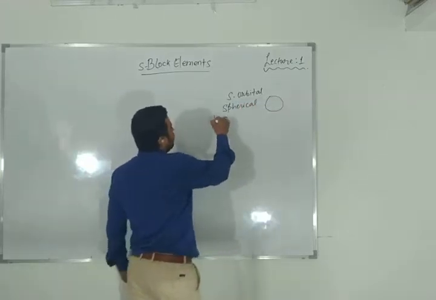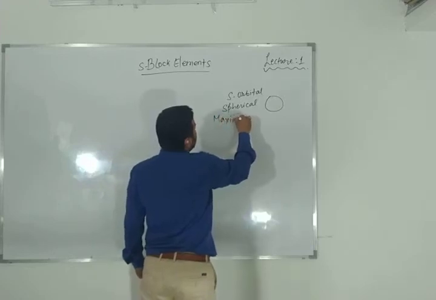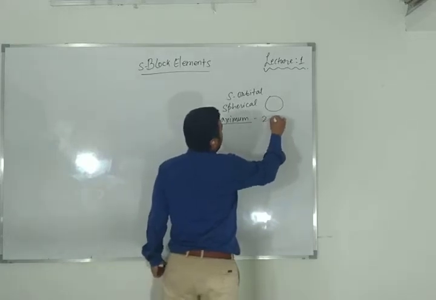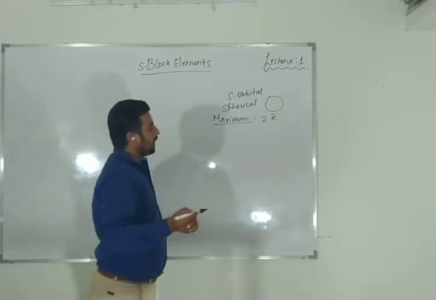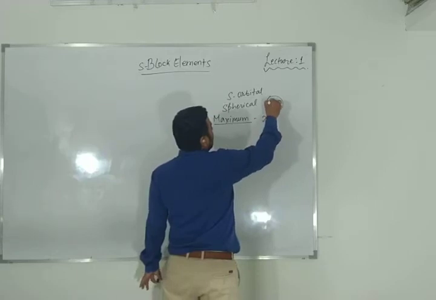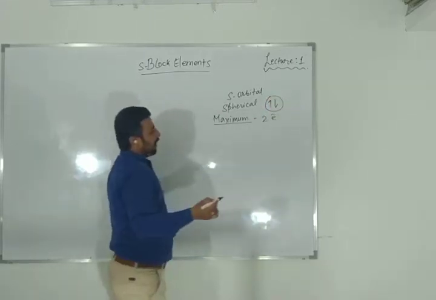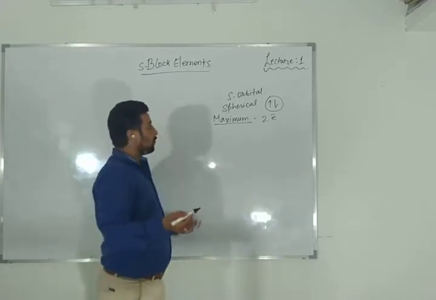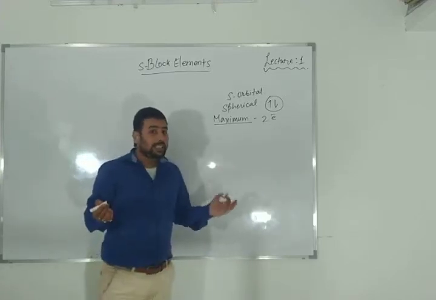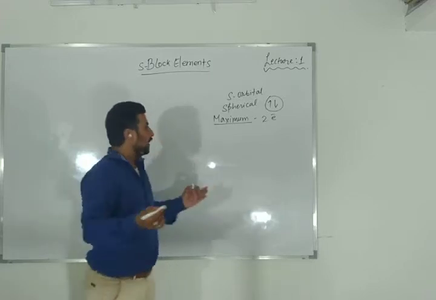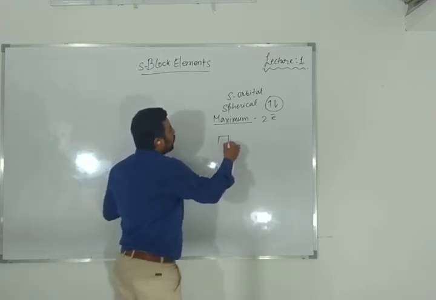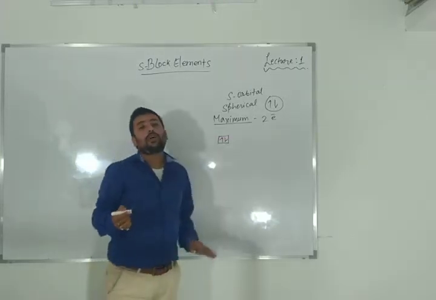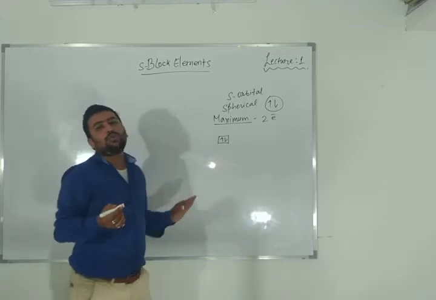And maximum, it can accommodate 2 electrons, one with spin and one with anti-spin, clockwise and anticlockwise. You can ask me, sir, does this follow all the groups in the table? Yes. You can see there are only 2 groups in the s-block elements, group number 1 and group number 2, because the s orbital can accommodate a maximum of 2 electrons.